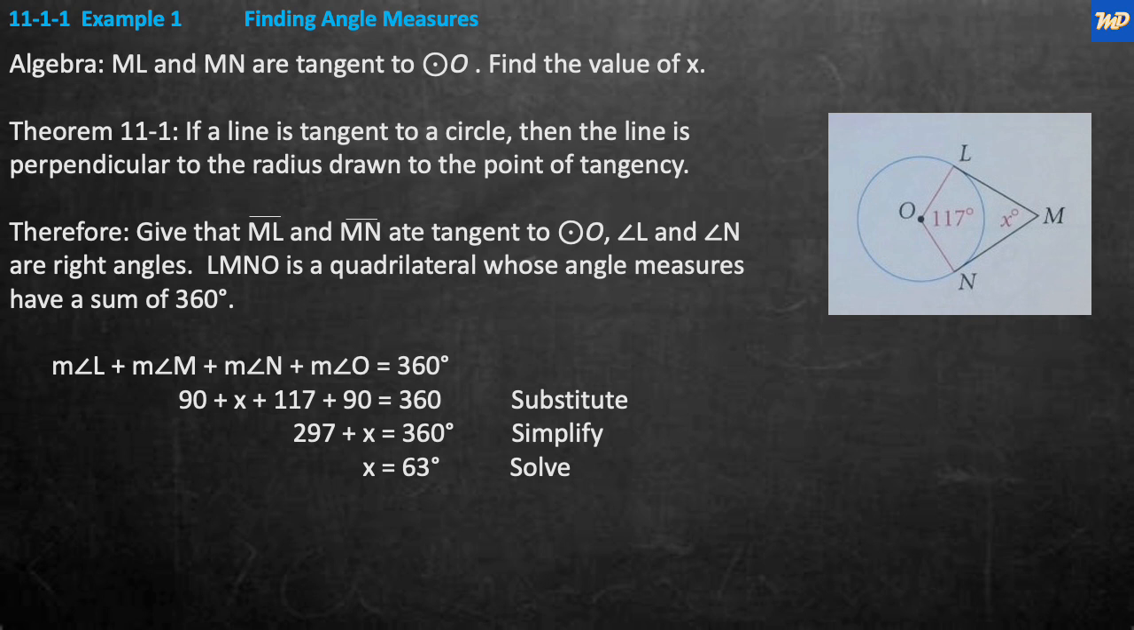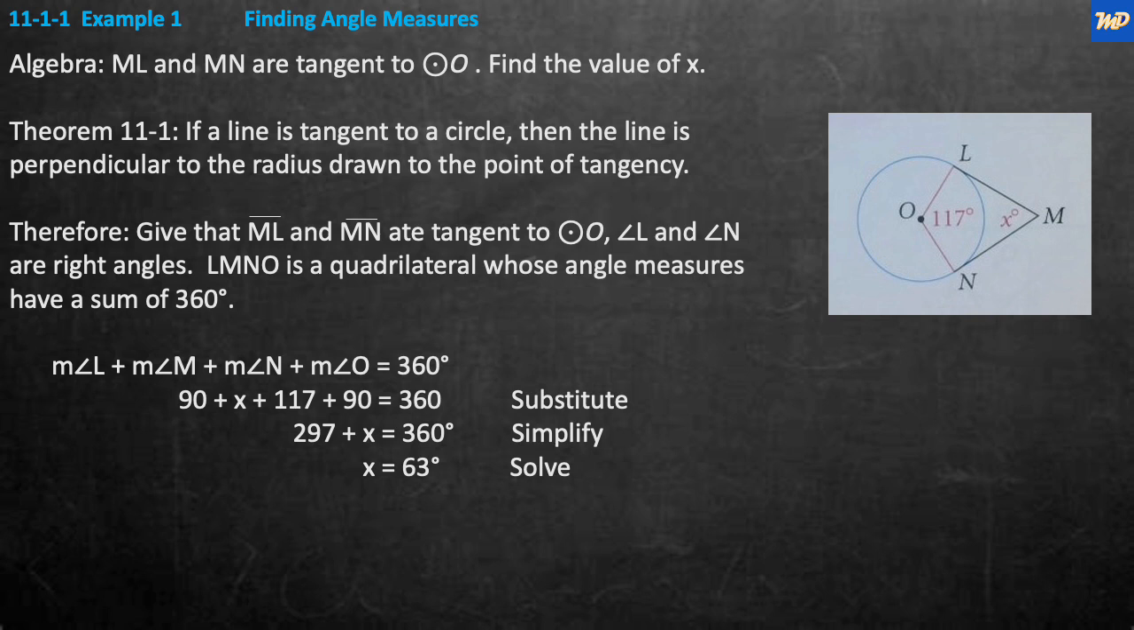LMNO is a quadrilateral whose angle measures have a sum of 360 degrees. We know that from studying polygons. So, given that we know we have a total of 360 degrees, and we know that L and N are both 90-degree angles, and they tell us that angle LON is 117 degrees, we can do a little mathematics here, right? We can say angle L plus angle M plus angle N plus angle O, if you will, is 360.